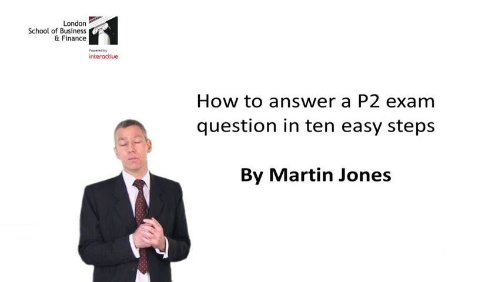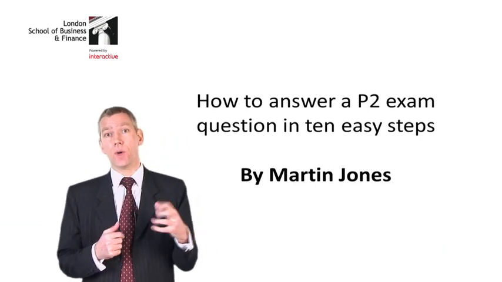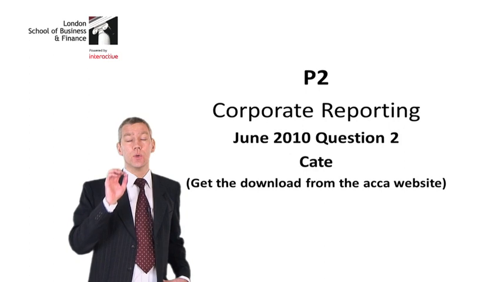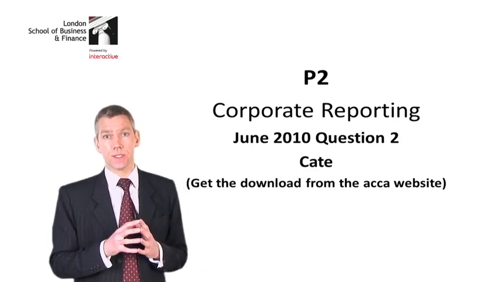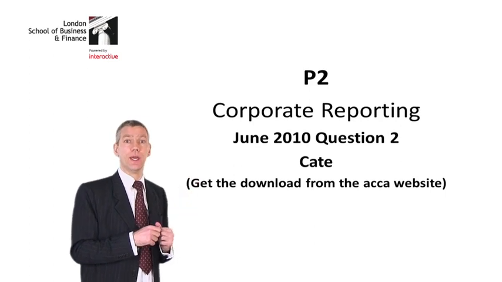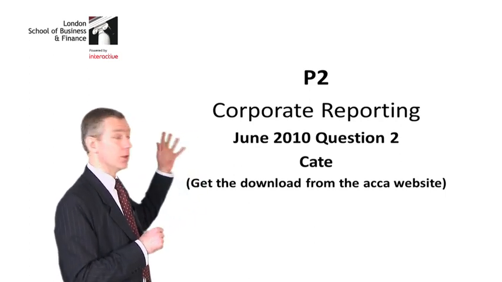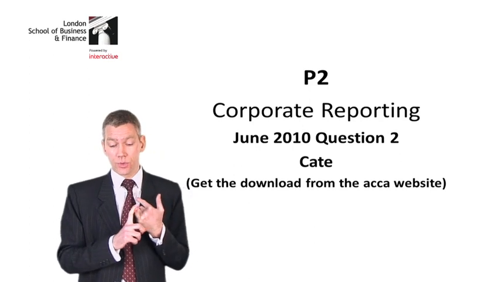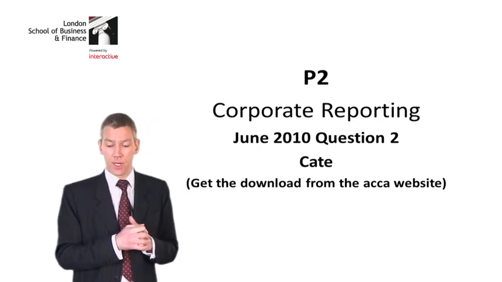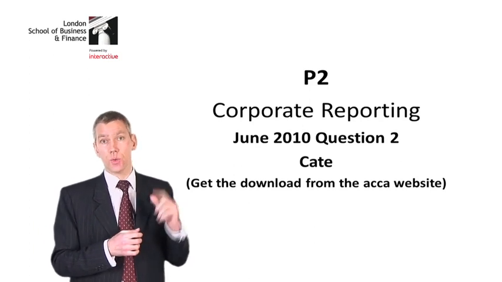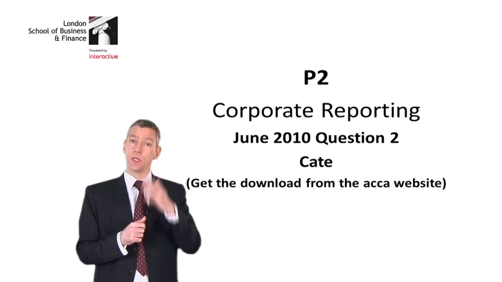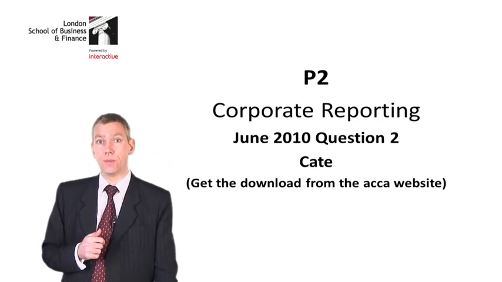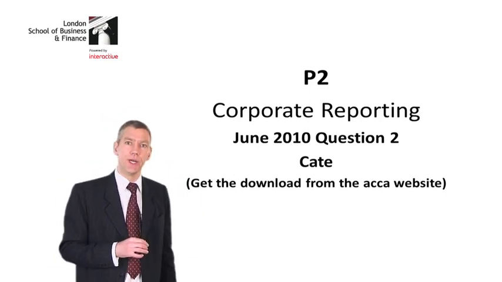And the way that I'm going to make P2 easier is by working my way through an exam question. And if I can click to the next slide now. The question that I am going to utilise over these 10 steps is a wonderful question called Kate, and hopefully you can see on the screen behind me reference to the exam P2 June 2010. The question Kate, with that funny spelling with the C, was positioned as question 2 in June 2010, and what I'd like you to do is to go to the ACCA website and download that question. I've actually downloaded my copy and it's just down here, so I've got mine already.